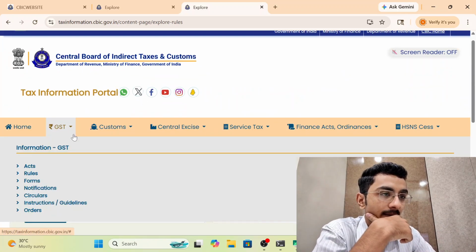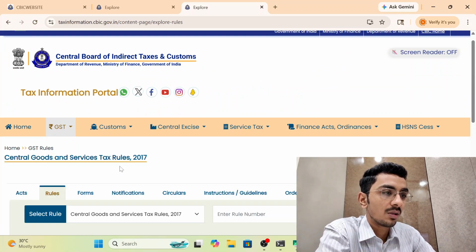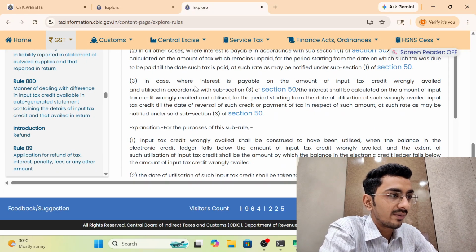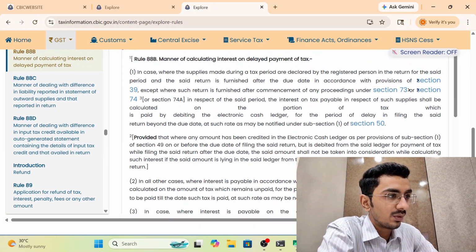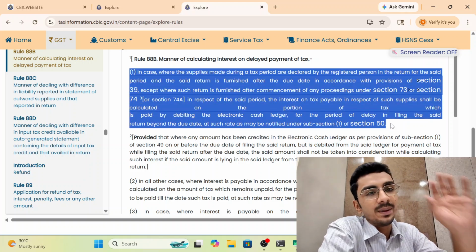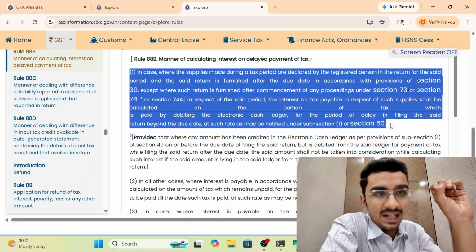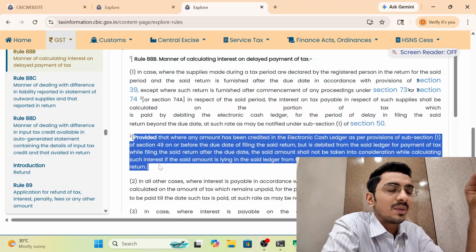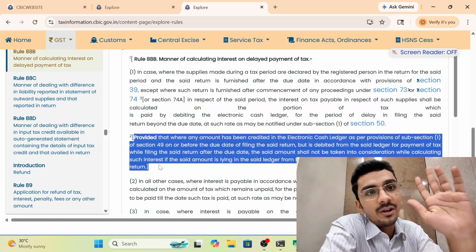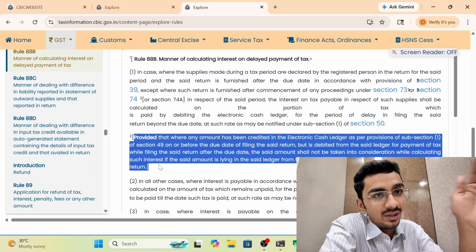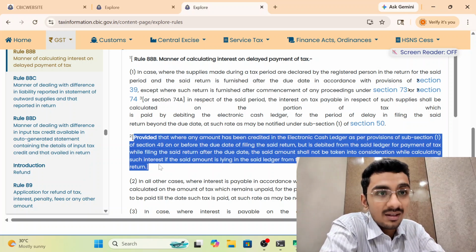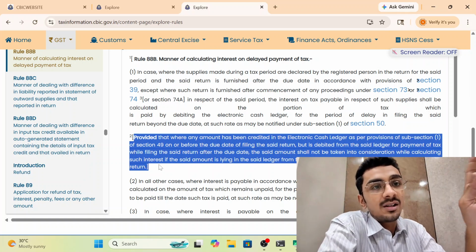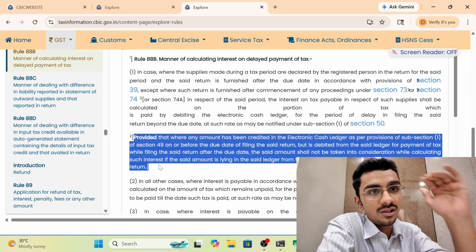In the same manner, you come to GST, click on Rules, and navigate to Rule 88B. In Rule 88B, you will find the first sub-rule tells that you just have to pay interest only on the cash component. The second sub-rule tells that if you have deposited any amount in your electronic cash ledger before the due date of filing, or between the due date and actual date of filing, we will also consider the voluntary amount deposited in the cash ledger, and we will give you the benefit of not paying interest on whatever you deposited, because in a way your intention was very clear.